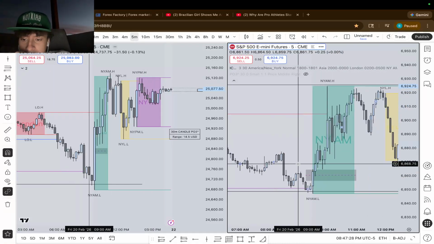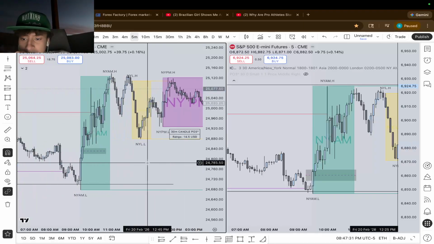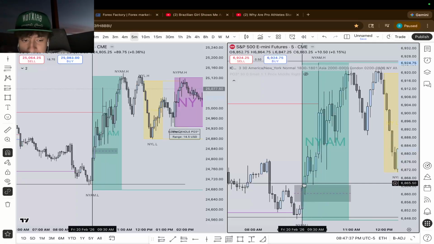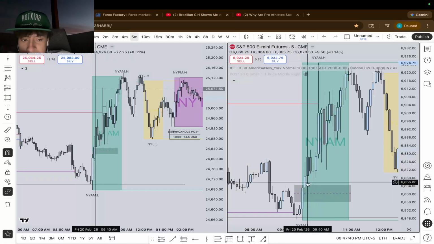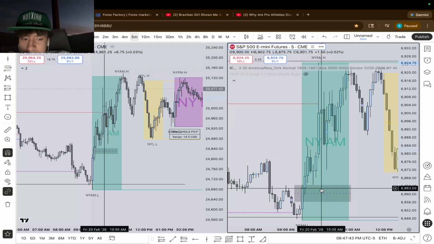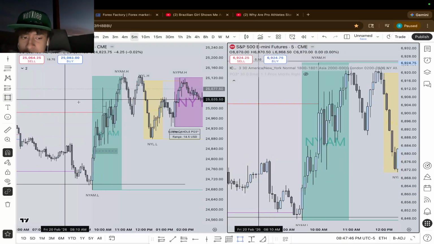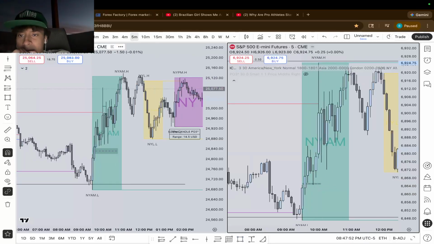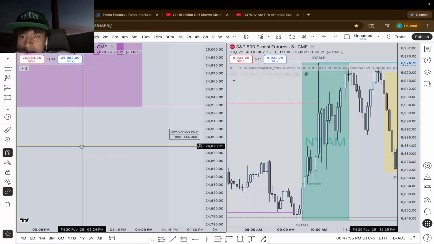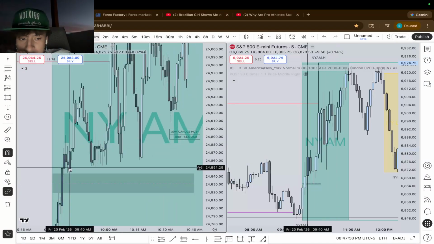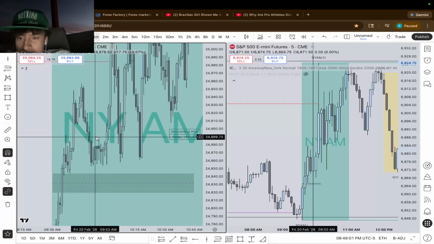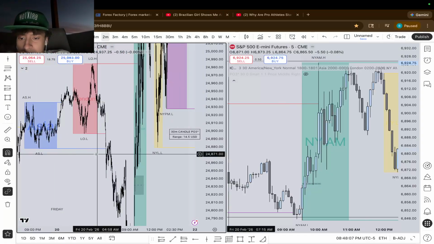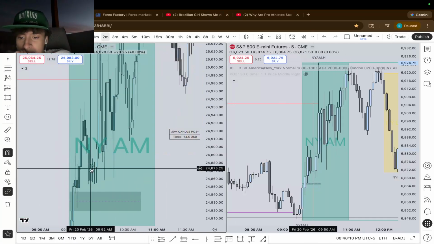Yeah, right, so where is it? If we go to the 5-minute right here, we mitigate this gap right here. This 5-minute gap right here. We SMT it. And then, yeah, right here. And then I'm pretty sure, I'm not even sure we get an entry, but let's see. Come on.